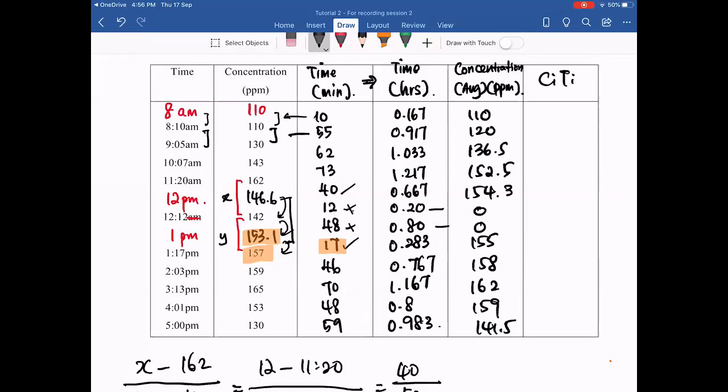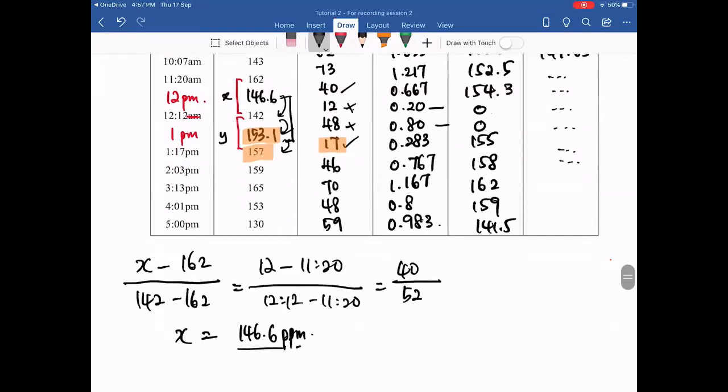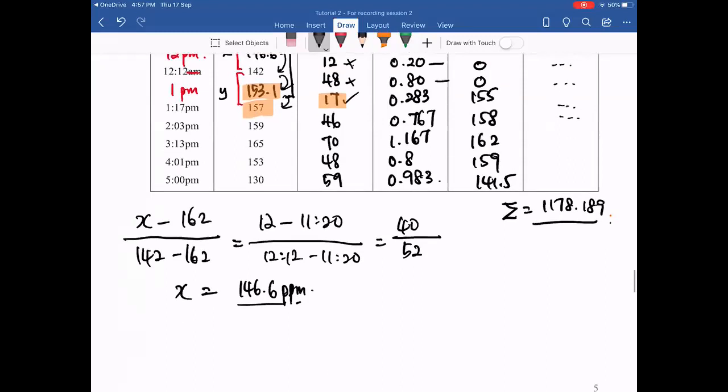You want to multiply these two. Okay, you get your data here. So you get all your data and you sum it up here. Okay, so you get something like 1178.189, or you can put it to 1178.2, doesn't matter.